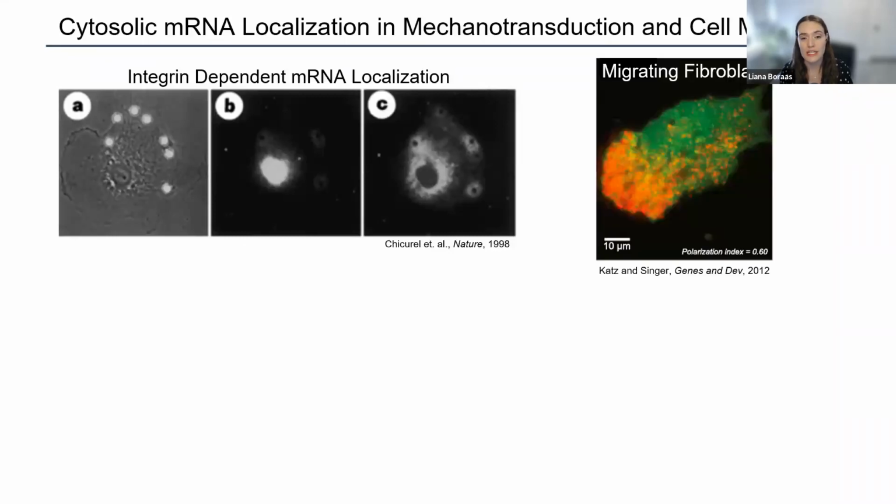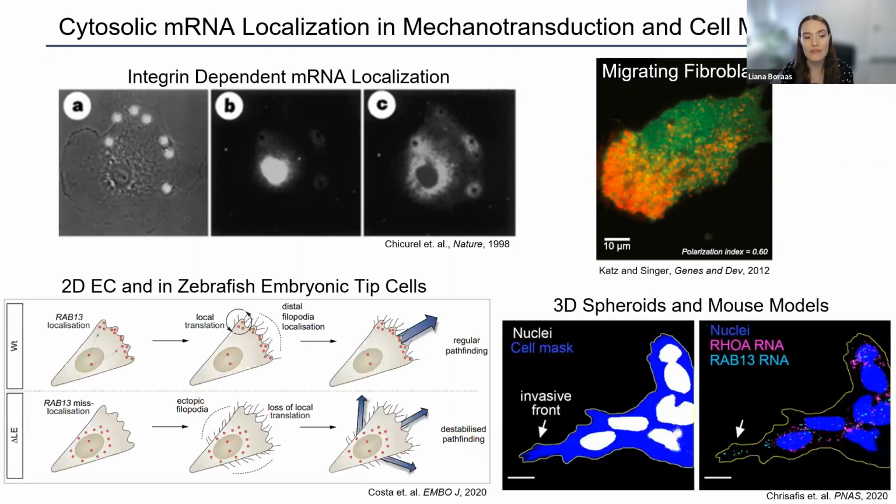This work then continued in Bob Singer's lab. He was actually an author on that original Nature manuscript, and he looked at migrating cells, particularly migrating fibroblasts, and saw that beta-actin mRNA localized to the leading edge of these migrating cells. So now there are a handful of other groups that are really starting to dig into this concept of cytosolic mRNA localization and how it might be involved in mechanotransduction and cell migration.